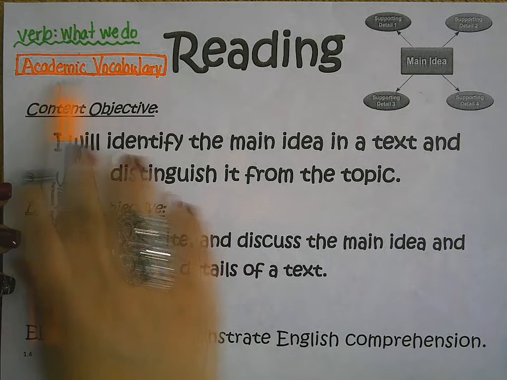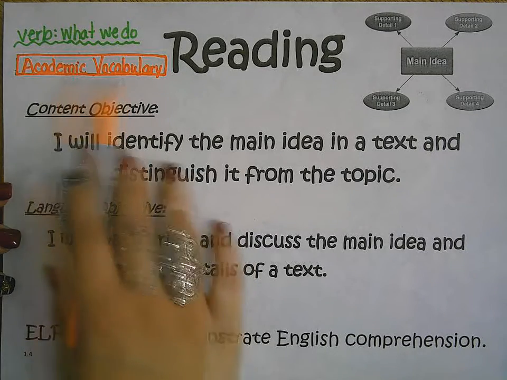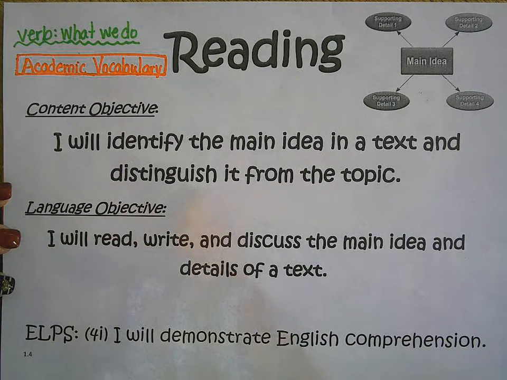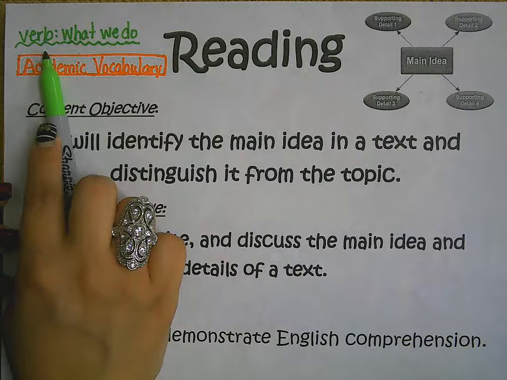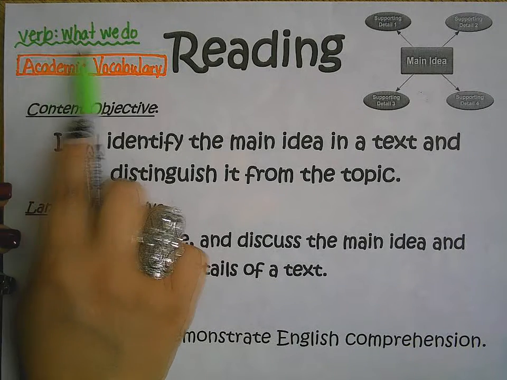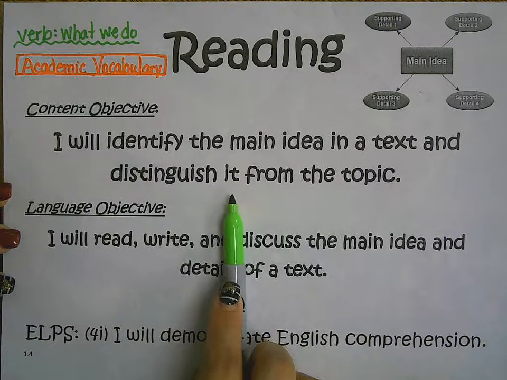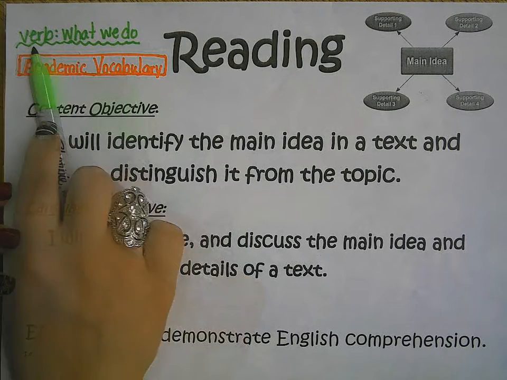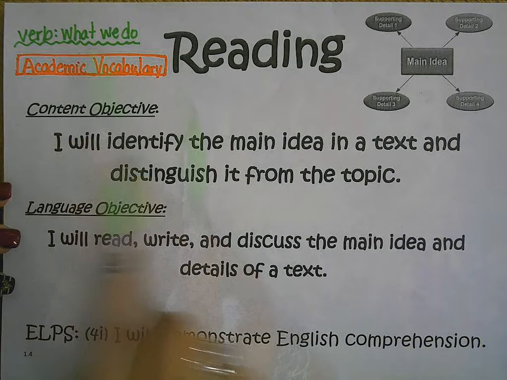Okay, in orange and in blocked, I'm going to bold out your academic vocabulary as I read your objectives to you. In green, I'm going to squiggly line underline your verb. That is what we do with this objective. What is it that we are expected to do, and what are we learning about? Our academic vocabulary is what we're learning about. Our verb is what we are expected to do and learn this week.